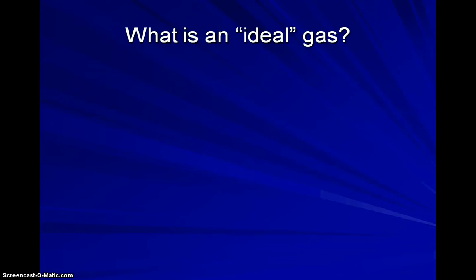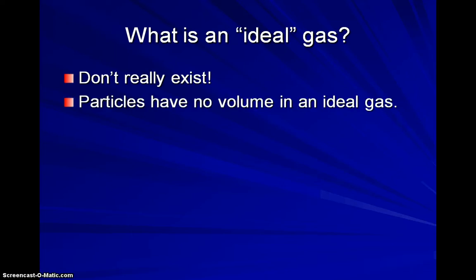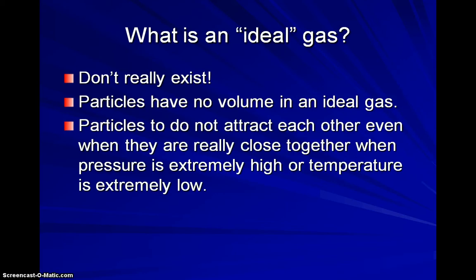So what is an ideal gas? An ideal gas is a gas that always stays a gas no matter what the conditions. Now we know, based on the first video where we learned about states of matter and phase diagrams, that substances change their state based on pressure and temperature. So an ideal gas doesn't really exist. We say that in an ideal gas, particles have no volume whatsoever. We know that anything that has mass is going to take up space and have volume. However, in an ideal gas, we assume that the volume is 0.